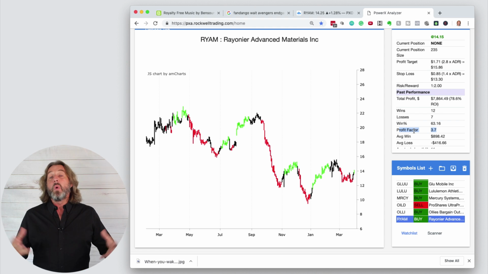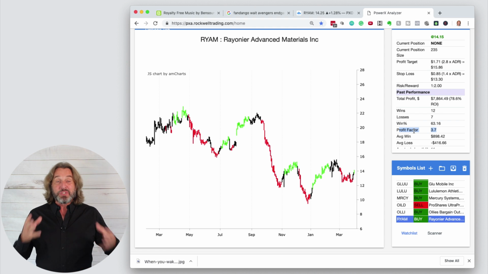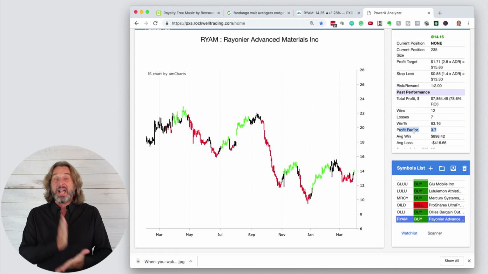In summary, what are the best tools? Well, the best tool is a tool that helps you to stick to your trading strategy. And this is why I programmed PowerX Analyzer, to make sure that it shows me exactly what to do.